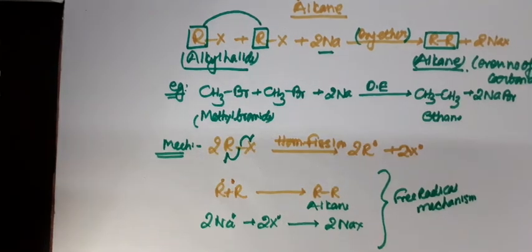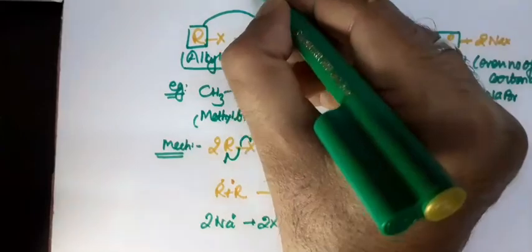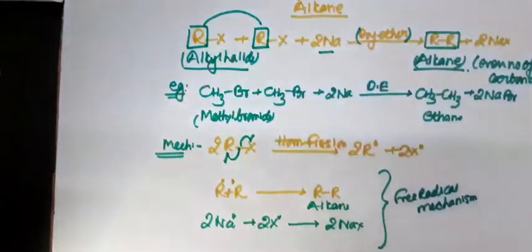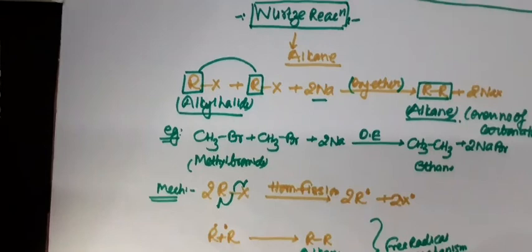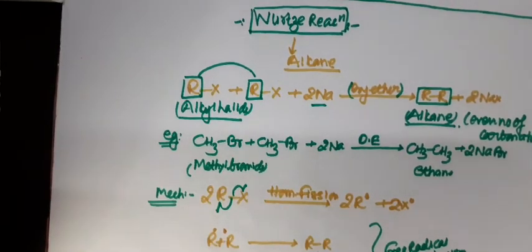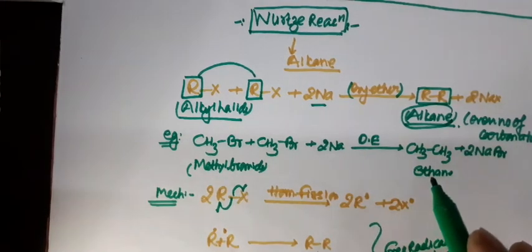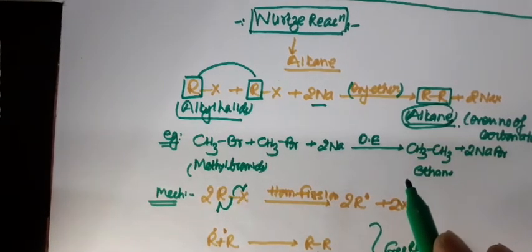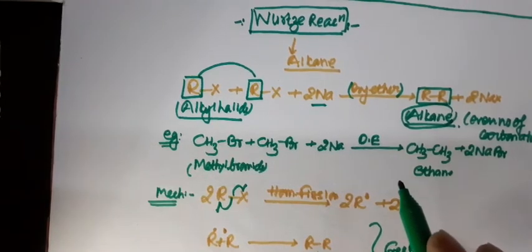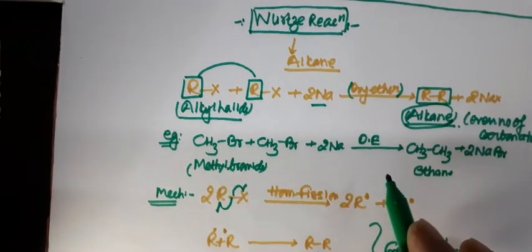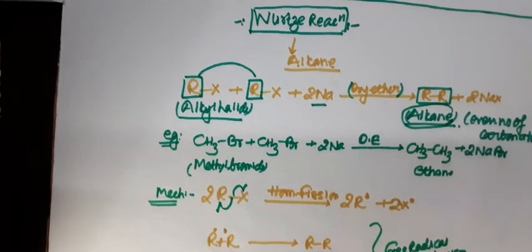I hope you understood the concept of Wurtz reaction. This reaction is used for the preparation of alkane having even number of carbon atoms. The demerits of this reaction are that the alkanes having odd number of carbon atoms cannot be prepared by this method, and the first member of the alkane family also cannot be prepared by this method, and the last one is that the branched alkane cannot be prepared by this method.